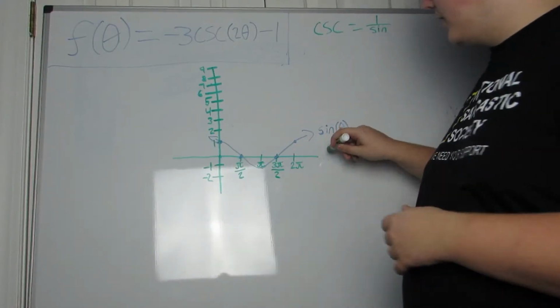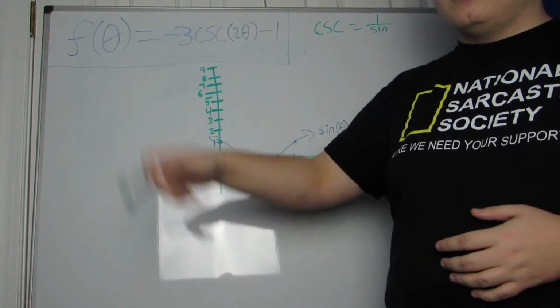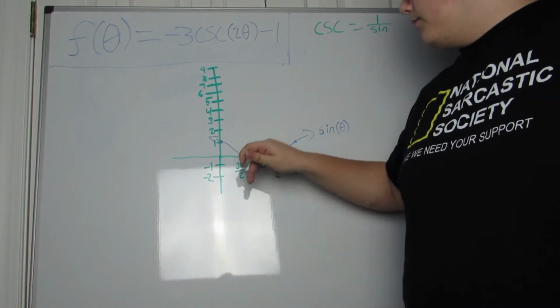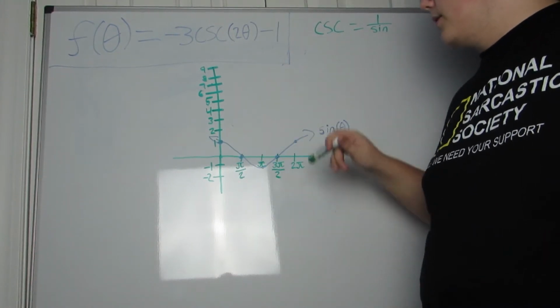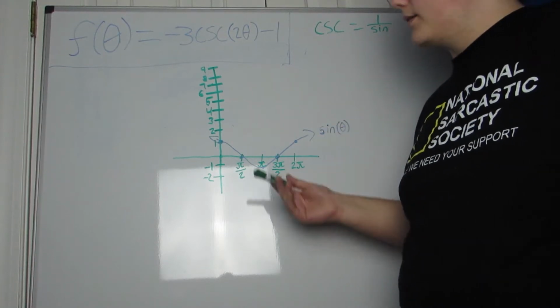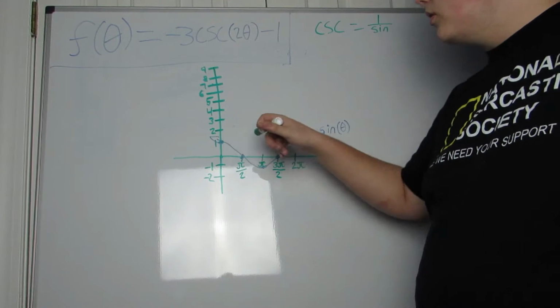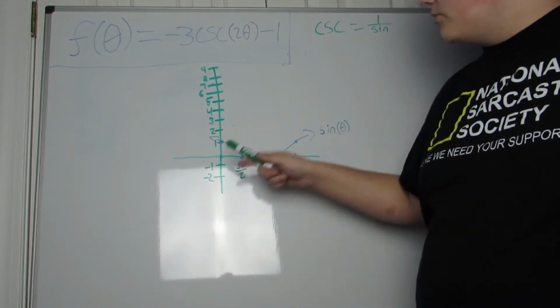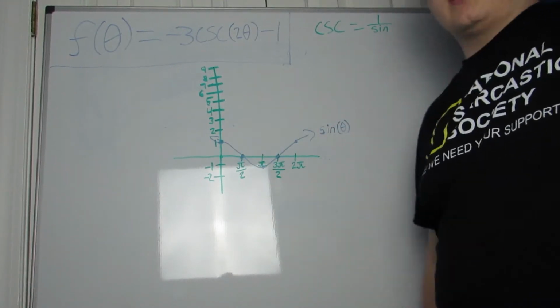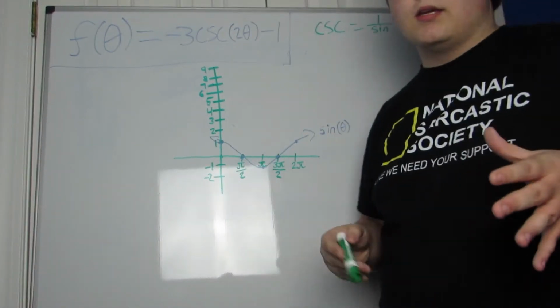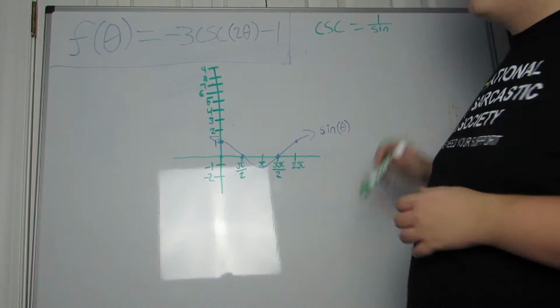To graph sine of theta, basically all you need to do is find the unit circle and then plot the values at places like pi over 2, pi, 3 pi over 2, 2 pi, etc. Then you find the values that y would be, plot those like this, and you get a graph that looks relatively like this. The reason you need to know this is because cosecant is equal to 1 over sine.